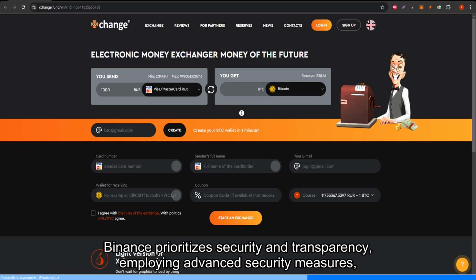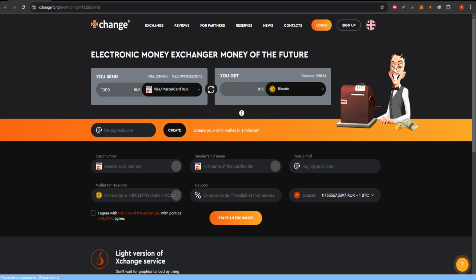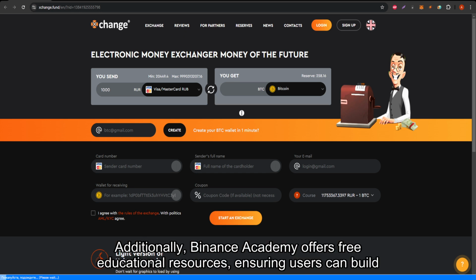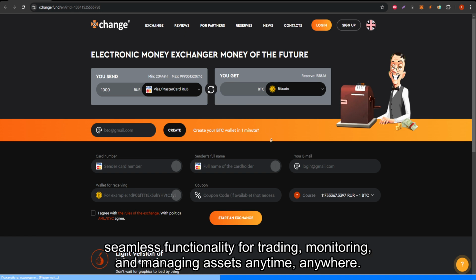Binance prioritizes security and transparency, employing advanced security measures such as two-factor authentication (2FA) and cold wallet storage for user funds. Additionally, Binance Academy offers free educational resources, ensuring users can build their trading knowledge at their own pace. For those on the move, the Binance mobile app provides seamless functionality for trading, monitoring, and managing assets anytime, anywhere.